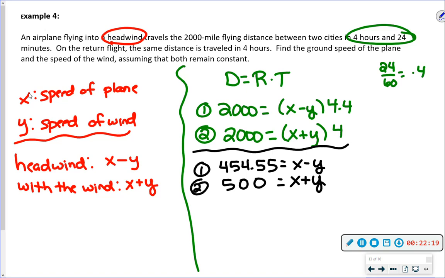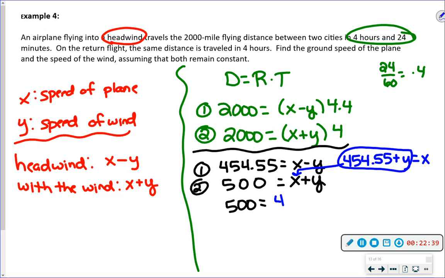So I'm going to add y over. So x equals 454.55 plus y. And then I'm going to substitute this in for x in the bottom equation. So let's rewrite the bottom one: 500 equals 454.55 plus y, that's my expression for x, and I still have the other plus y. So I have 2y. We'll subtract it off. You're going to solve it. What is y? See what you get.